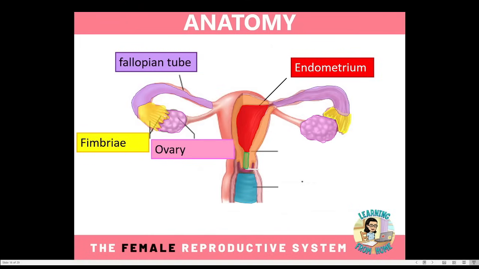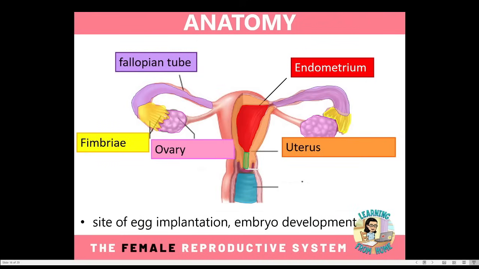Now, what is the uterus? The uterus is the site of egg implantation. A while ago, we have mentioned that fallopian tube is the site of egg fertilization. Fertilization is different from implantation.